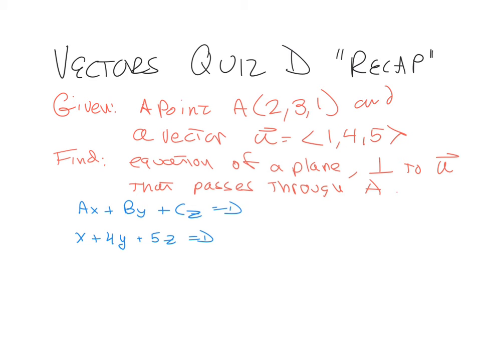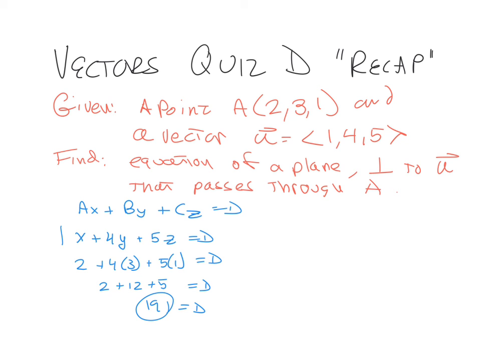So let's do that. Substituting the coordinates of point A, we have 2 plus 4 times 3 plus 5 times 1 equals d. And this evaluates to 2 plus 12 plus 5, which is d, or 19 equals d. So this is the value of d.